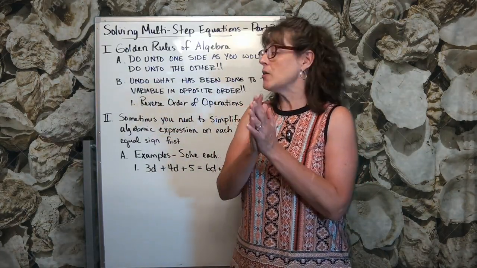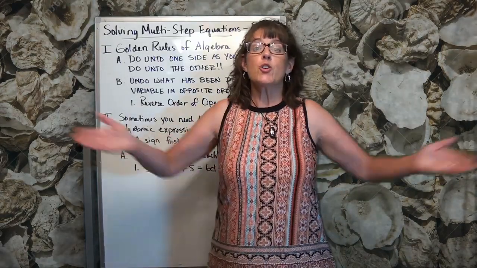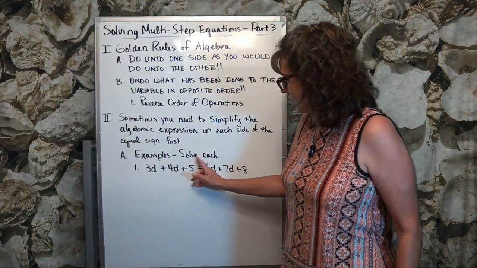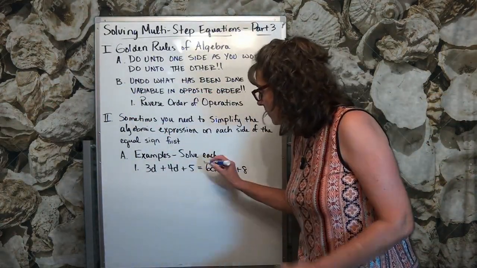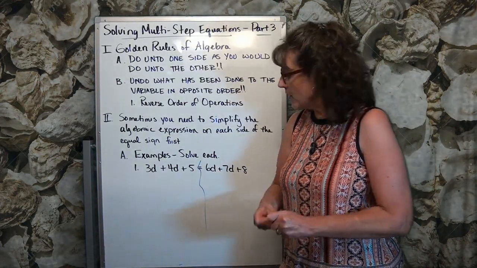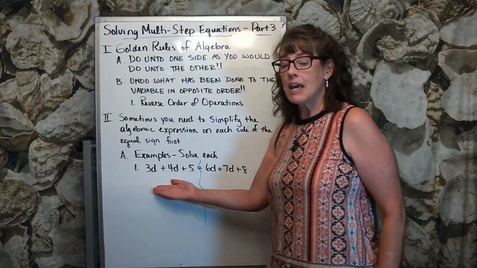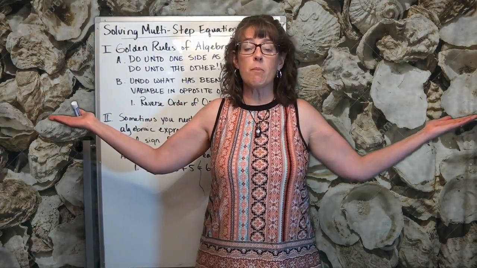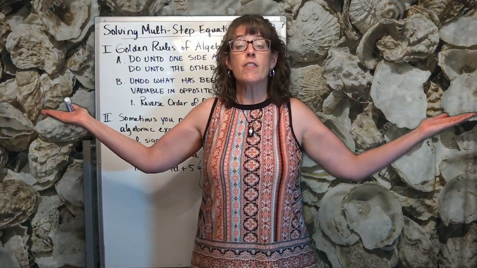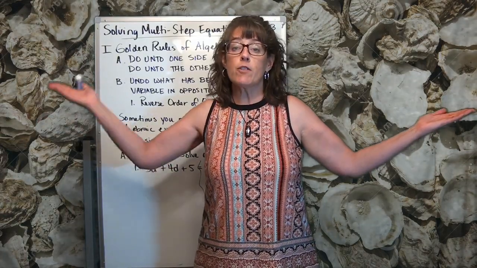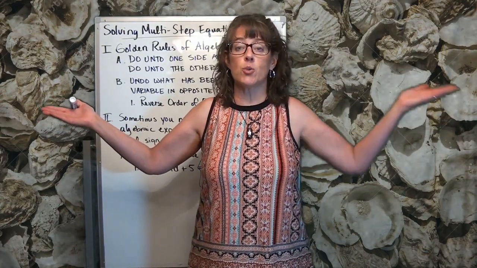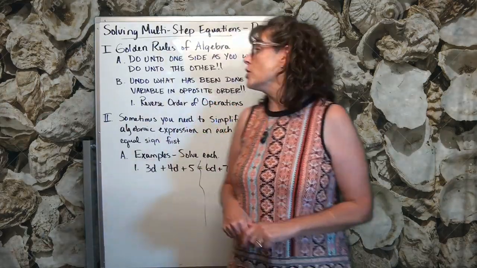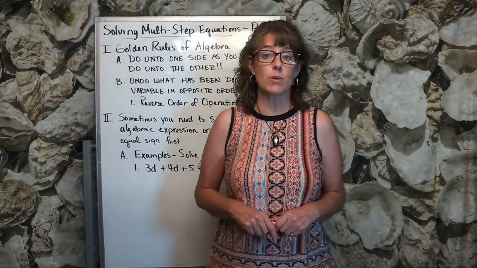what we're doing here. And remember, those two golden rules say you've got a pan balance. Here is that fulcrum that's in the middle of that pan balance, and everything on this side is in this pan, and everything on this side is in this pan. So here's your pan balance, it's all balanced out, and you've got to make sure that you keep it balanced. So whatever you do on this side, you have got to do on this side, and vice versa. So do unto one side as you would do unto the other.